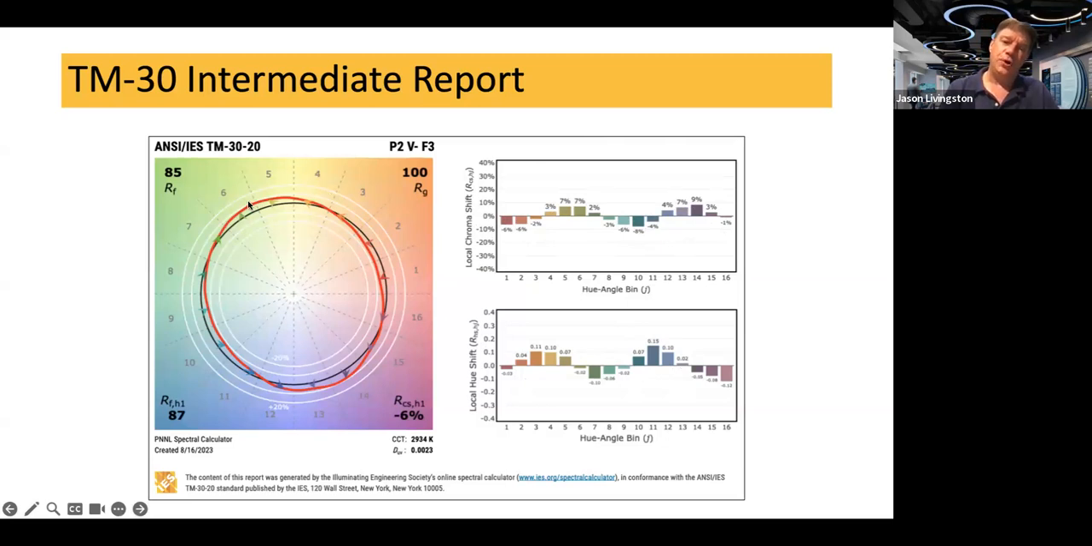Rather than this being a circle that is entirely outside of the reference circle or inside, most light sources tend to be an oval, or most LED light sources tend to be an oval, wherein some colors are enhanced in saturation, some colors are decreased in saturation.